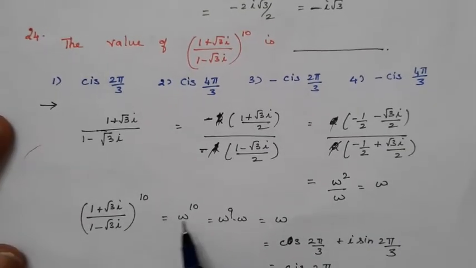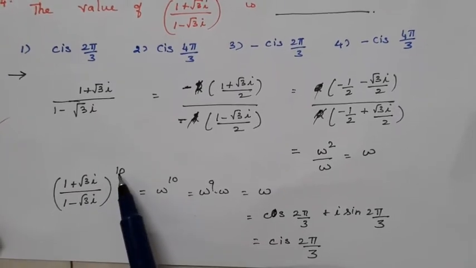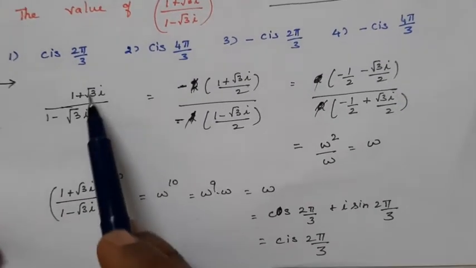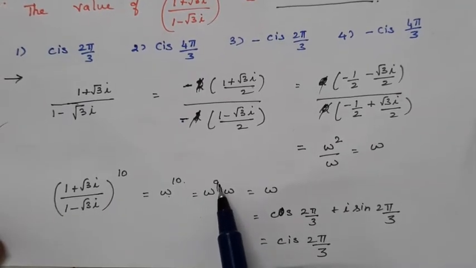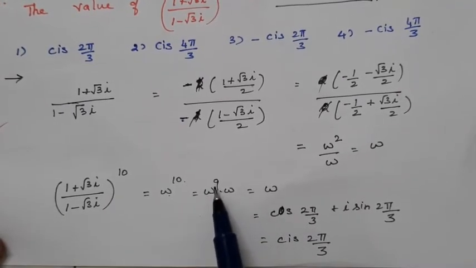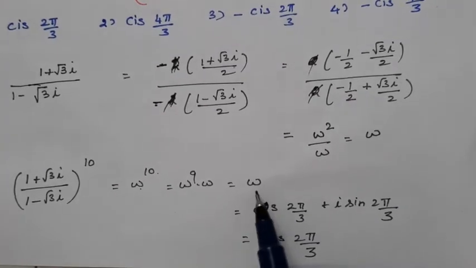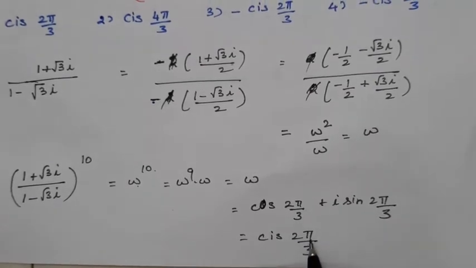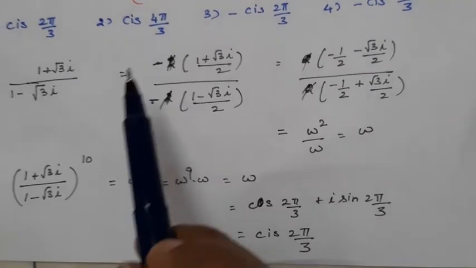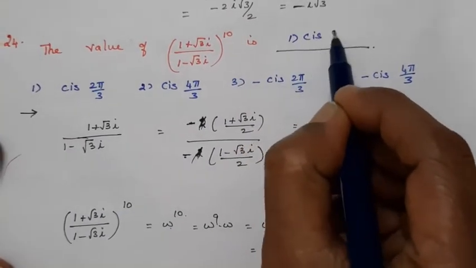So to take the power means it is simple, no? Instead of finding out the value and then taking the power, it will be easy if you convert this to omega. So it will be omega power 10. Omega power 10 is nothing but omega power 9 into omega. So it is 1, so it will be omega. So what is omega? In the polar form, omega is expressed as cos 2 pi by 3 plus i sin 2 pi by 3. That is nothing but cis 2 pi by 3. So what is the answer for this one? Option number 1, cis 2 pi by 3.